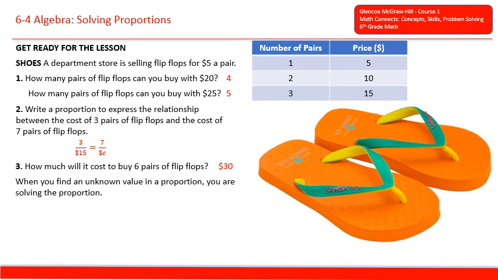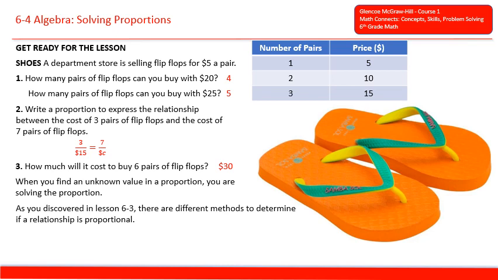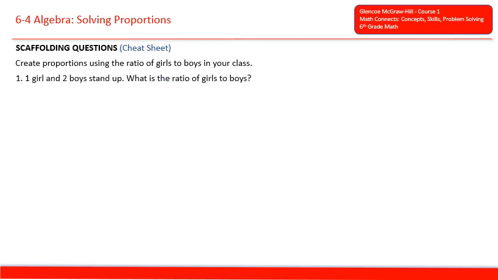When you find an unknown value in a proportion, you are solving the proportion. As you discovered in lesson 6-3, there are different methods to determine if a relationship is proportional. You can use these same methods to solve a proportion. Scaffolding questions. Create proportions using the ratio of girls to boys in your class.